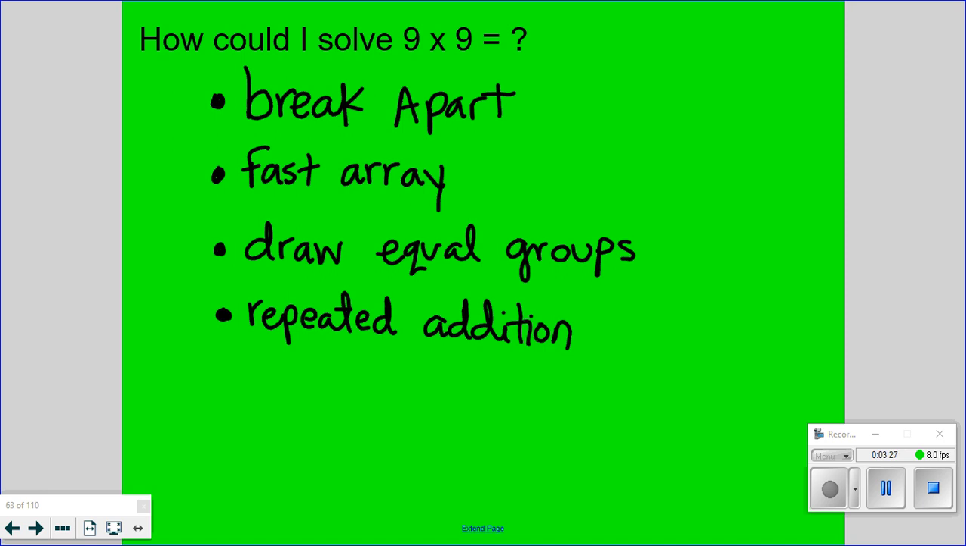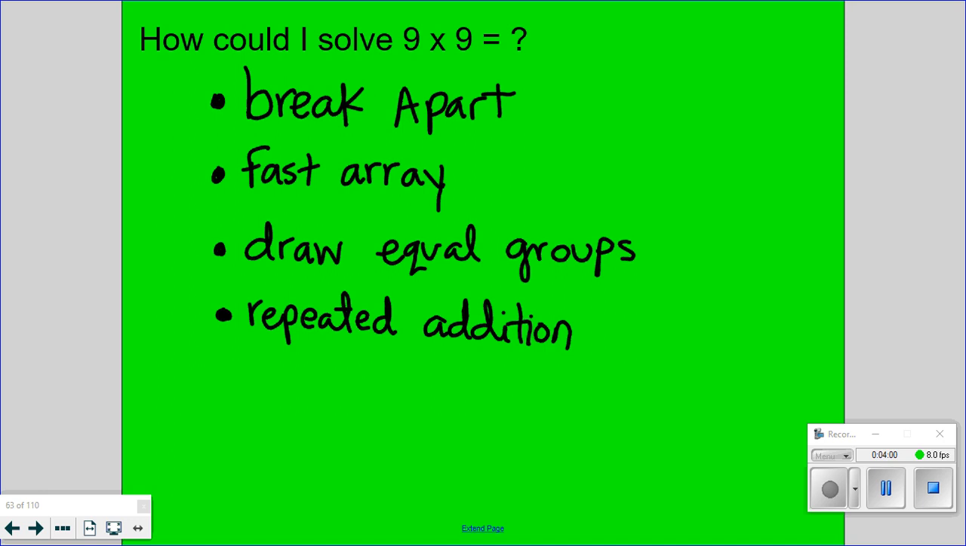Now, 9 groups of 9 doing repeated addition might take a while, right? Drawing out 9 groups of 9 equal groups or even a fast array might take a while. Break apart might be the fastest, but when we're breaking apart a 9, there's not many friendly numbers, right? Like you could break it into maybe 5 and 4, but 4 is not really friendly. 5 is pretty friendly. 4, I'm not sure about.